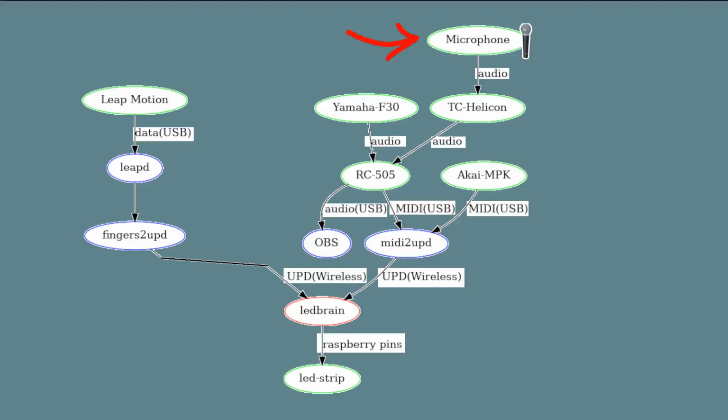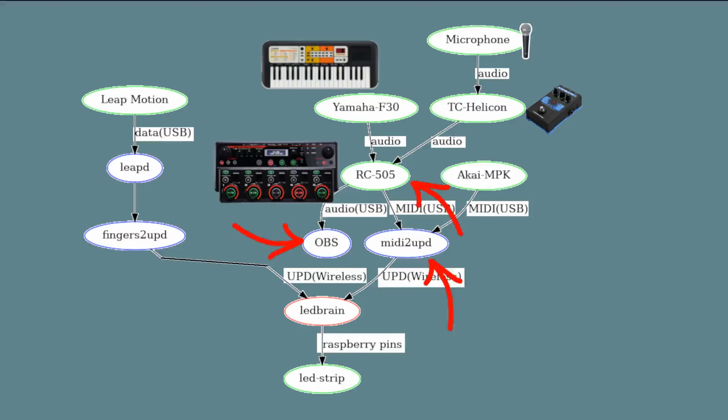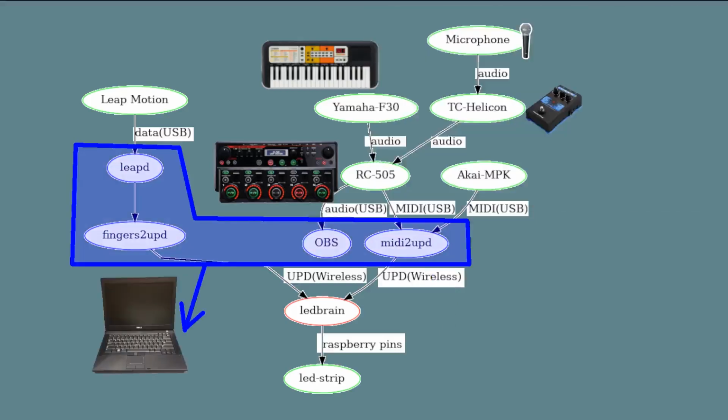First we have the microphone. The microphone is connected to an auto-tune pedal. The auto-tune pedal is connected to the RC505. Also connected to the RC505 we have the keyboard, a Yamaha F13. The RC505 is connected to OBS and to one of the programs that we'll describe, called MIDI to UDP. All of this is actually in the computer. The audio goes by USB to OBS, and to MIDI to UDP we send the MIDI signal, also through USB.